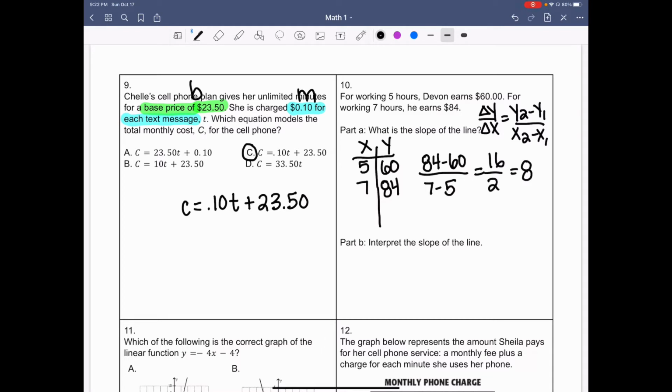Now, part B asked me to interpret the slope. So remember, we're doing y over x. So y is my dollars and x is my hours. So this is going to be dollars per hour. So he makes $8 per hour.